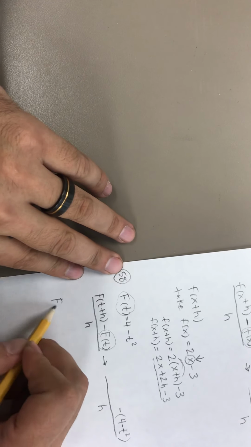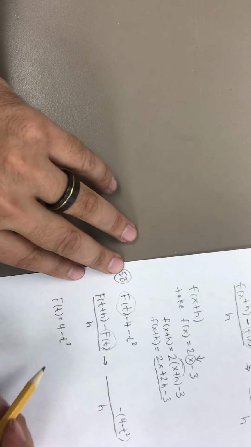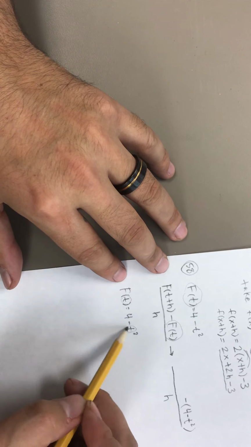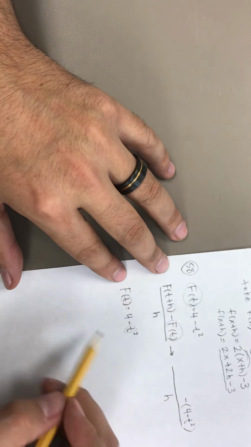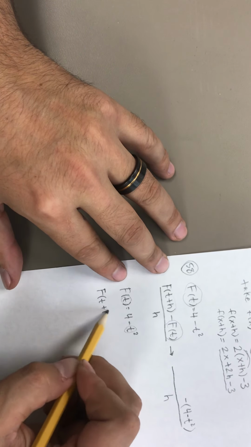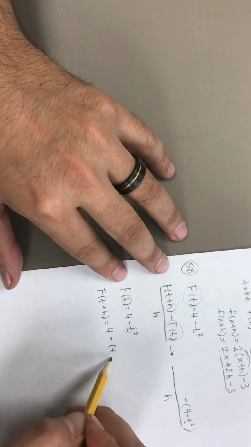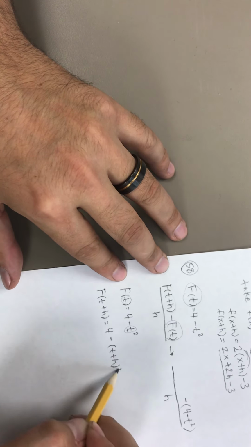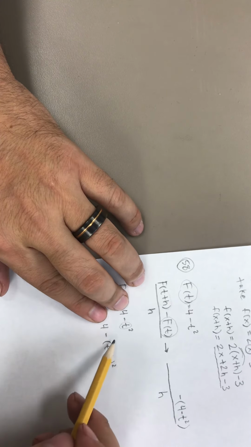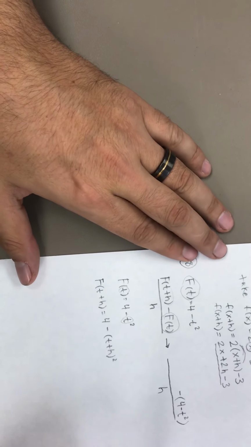So we have the function F of t is equal to 4 minus t squared. So what we're going to do is plug in, wherever we see a t, we're going to replace it with t plus h. That's what we're looking for when we're plugging that in to the function. So 4 minus parentheses t plus h squared. See, the function is basically the same. The only difference is that we replace the t with t plus h. That's the purpose of plugging that in.